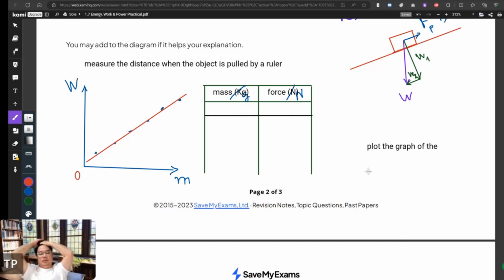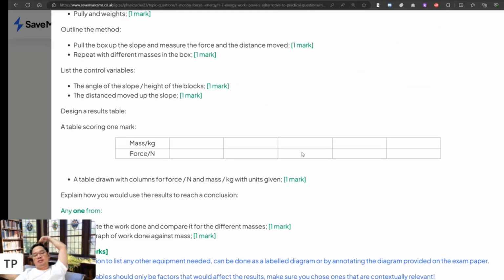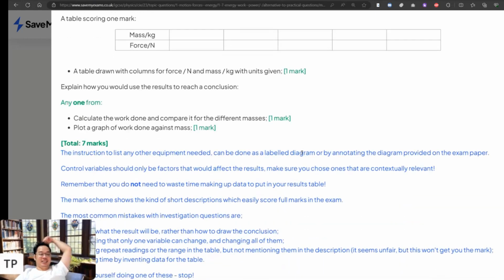Okay. Plot the graph of the work. Yeah, this is the work. And this is the mass. And see if the graph is straight. What is a more professional word than see? Examine. Yeah, exactly. Okay. Examine if the graph is straight and passes through the origin.